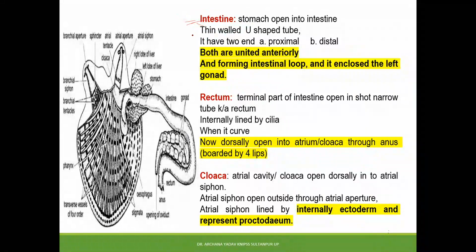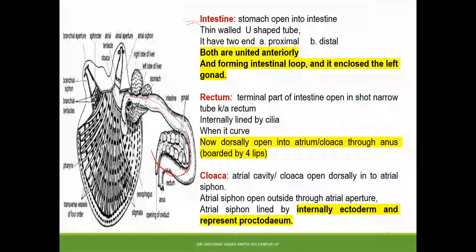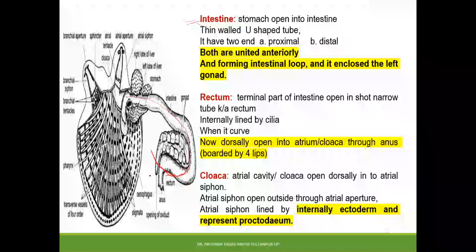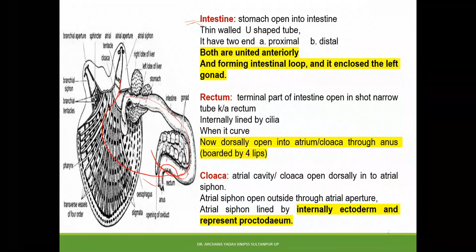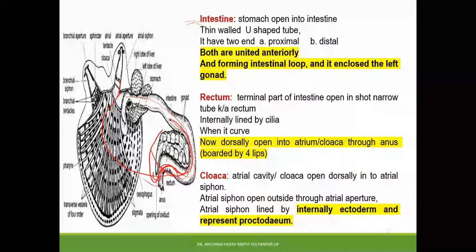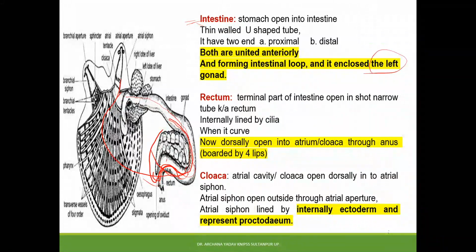Its wall is thin, and it is a U-shaped tube-like structure, U-shaped, and has two ends. One is the proximal and the second is the distal region. Both are united anteriorly and form an intestinal loop and enclose the proximal and distal lobe. They make a coiled-like structure and enclose the left gonad.